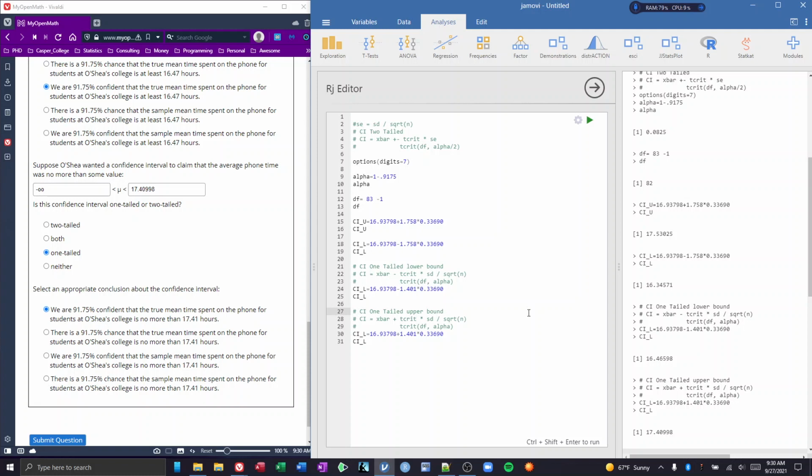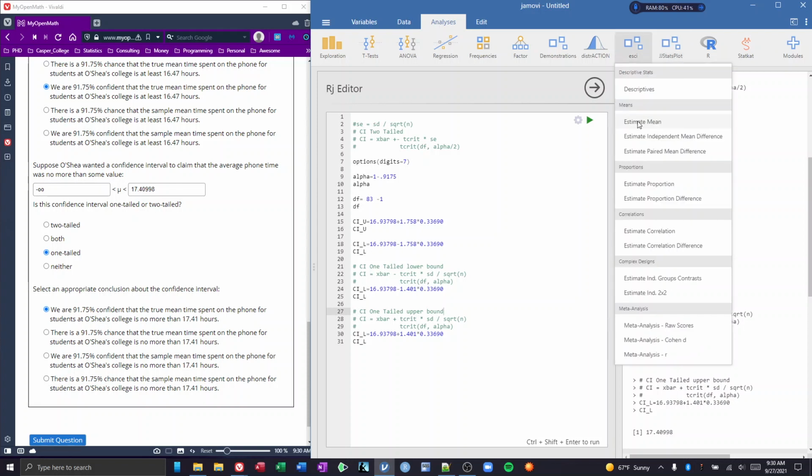Very useful, but in order to do one-tailed, we have to be very, very thoughtful about what we're doing. So I wanted to show you how you can do it with calculations and also how you can do it using Jamovi. In Jamovi, you can click on ESCI. If you haven't installed it, you can go to the modules and install the one that gives you the ESCI options. We're going to click on ESCI, and we're going to estimate our mean.